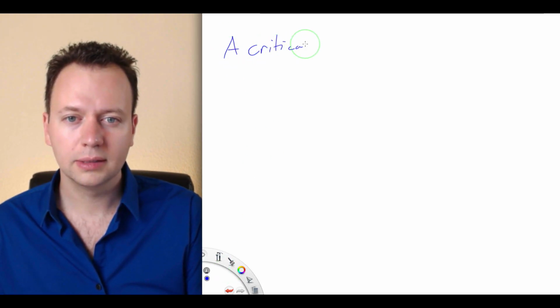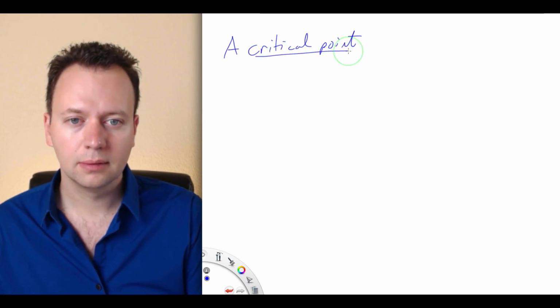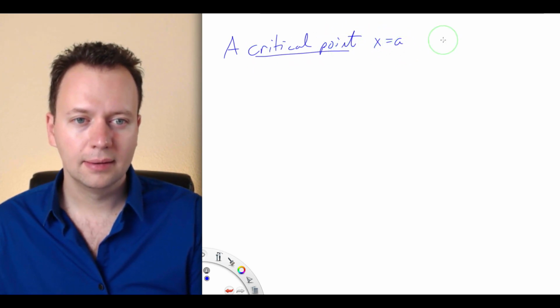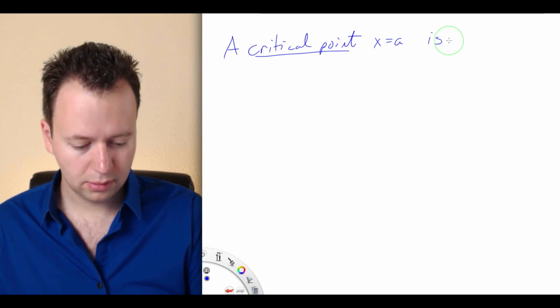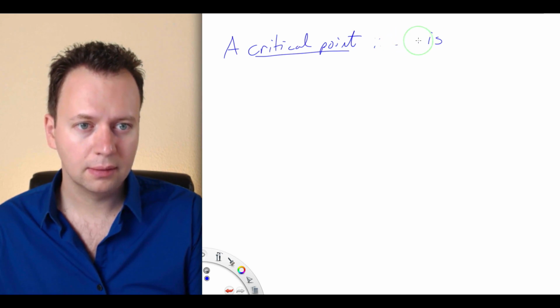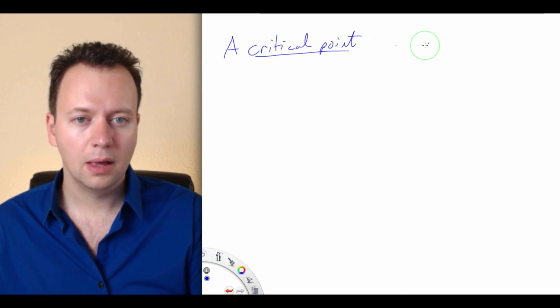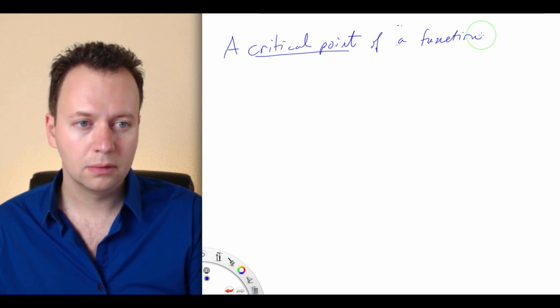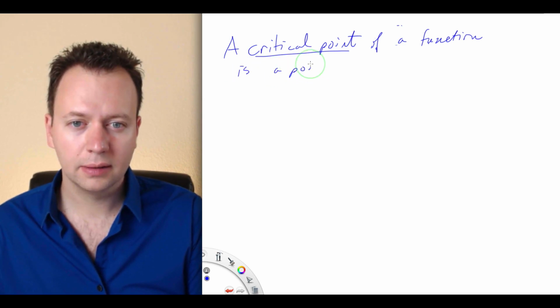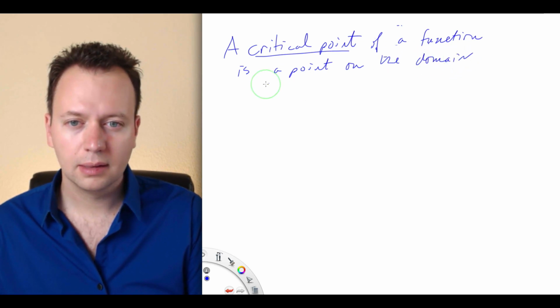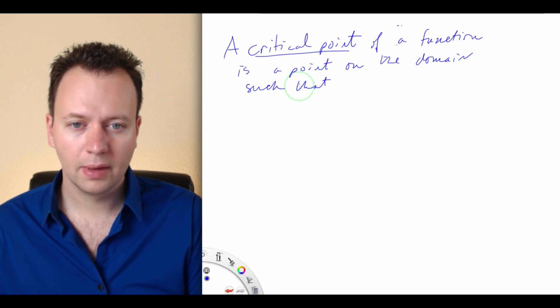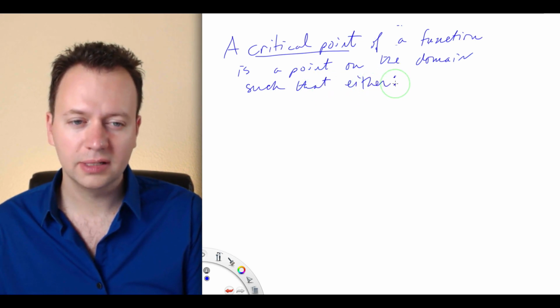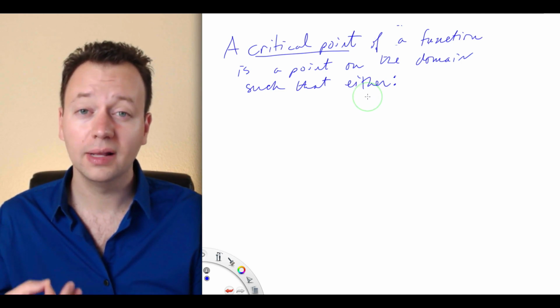So a critical point of a function, let's say x equals a, is a point on the domain such that either one, so basically we have two conditions that can qualify a point as a critical point.